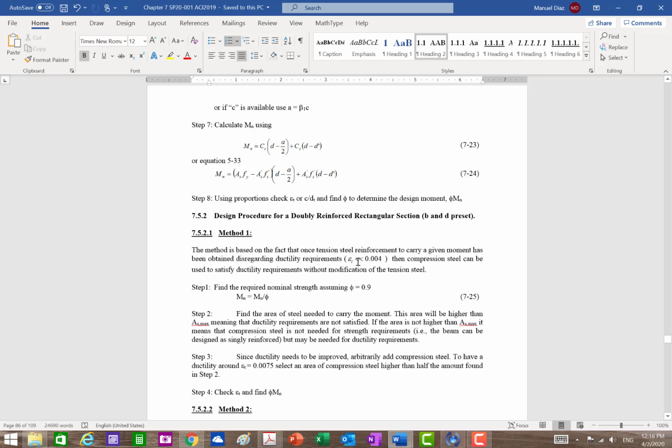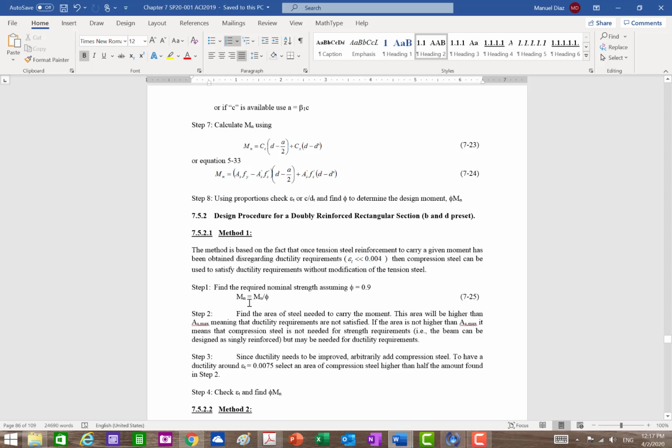And so what is going to happen in that case is that your epsilon t, right, your strain on the tension side, is not going to satisfy ductility. Yeah? So what you do is you will use the compression reinforcement. Remember, the compression reinforcement, what it does is increases ductility. So you will use compression reinforcement to increase the ductility, right? But you already got your moment capacity based on your tension bars. Okay? So what's the idea then?